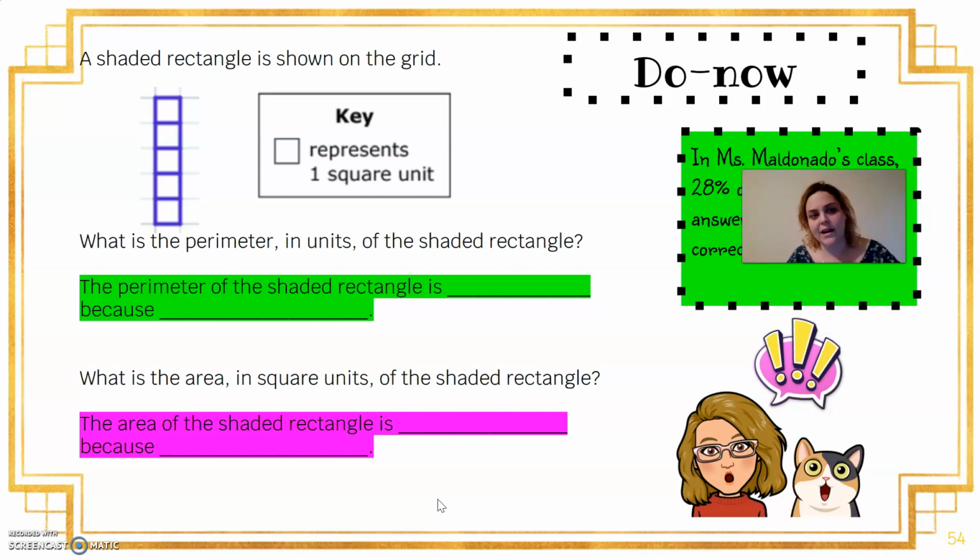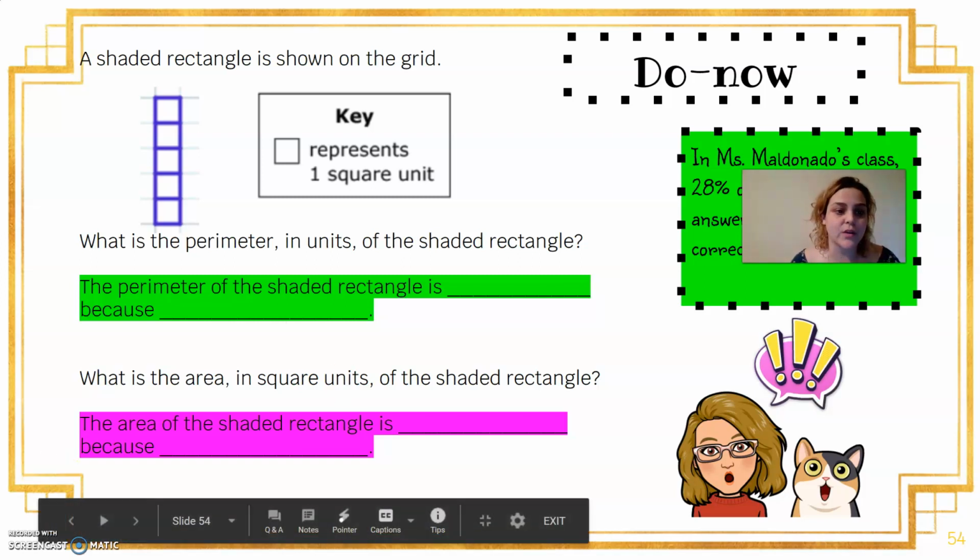Okay, that means you're back. You've paused, you solved it, you've written your statements, and now we're going to solve together. So we're going to start with perimeter. Remember, perimeter is when we add all of the sides together. So I'm going to go in, and I'm going to count the sides.